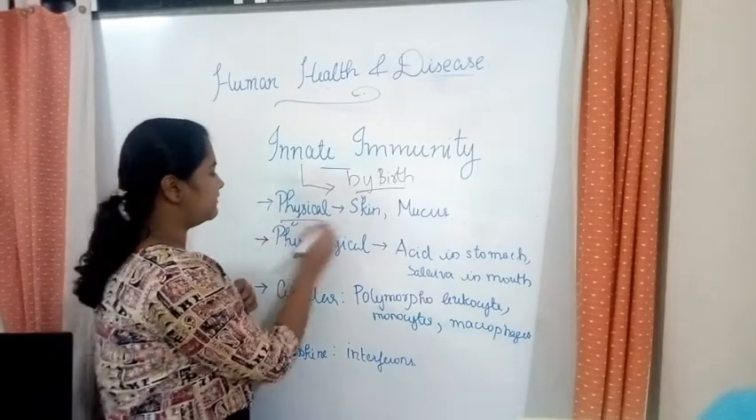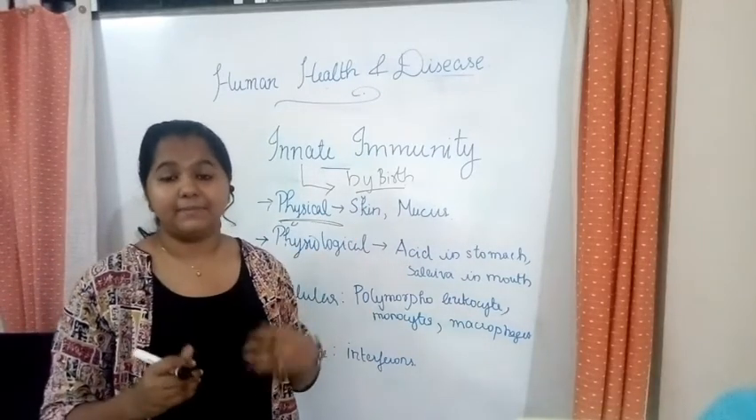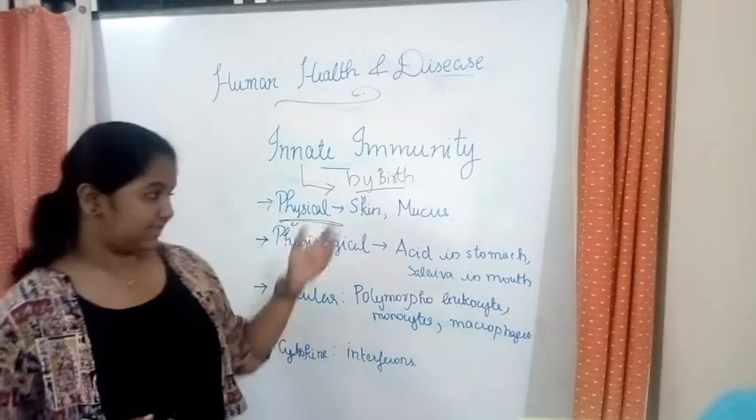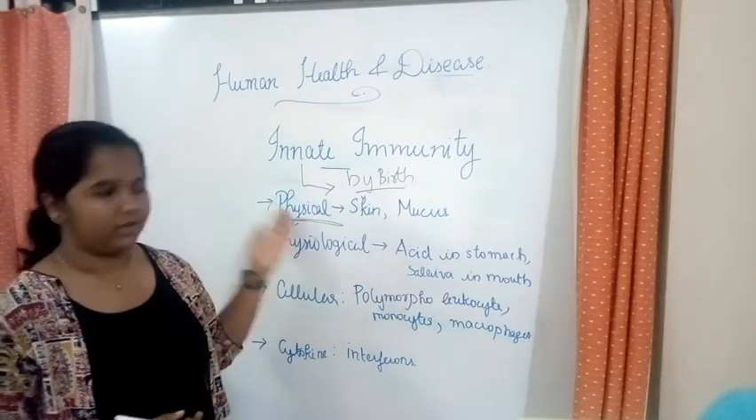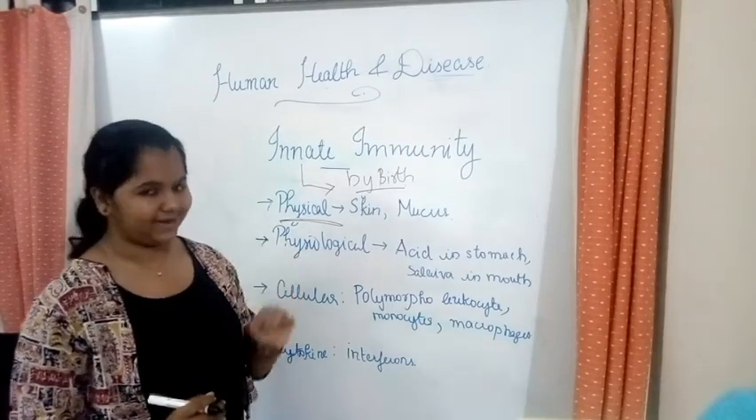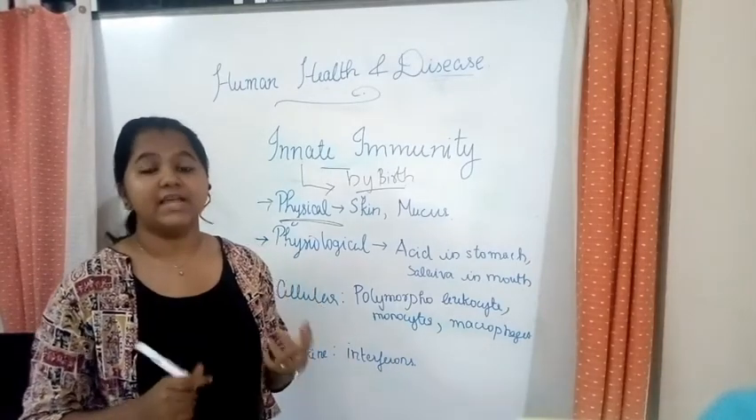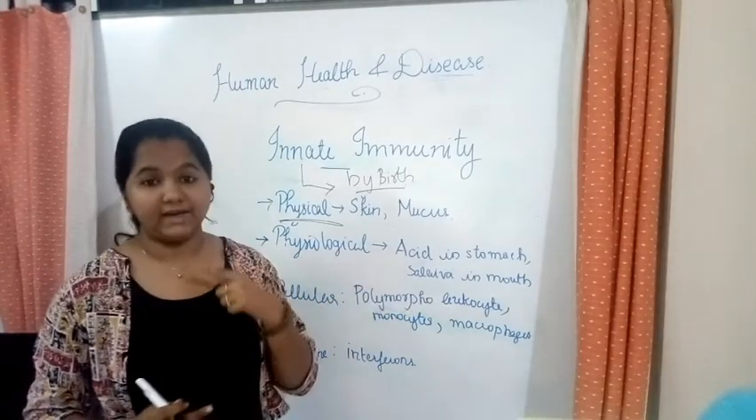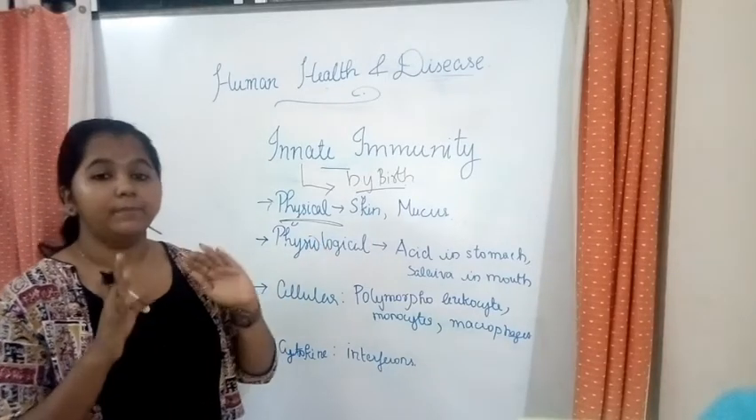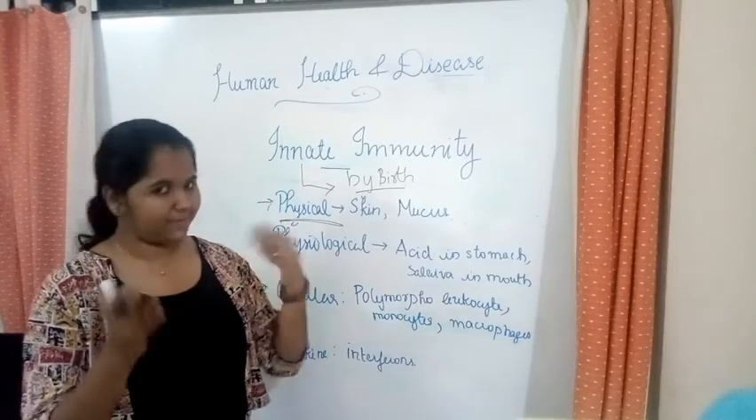The first one is the physical barrier. The skin, the mucus and the epithelium lining of our respiratory tract, our gastrointestinal tract, etc., act as a physical barrier. The second one is the physiological barrier. That is the acid in our stomach, the tears in our eyes, the saliva in our mouth. These all act as physiological barriers for preventing the microbes or pathogens from entering.